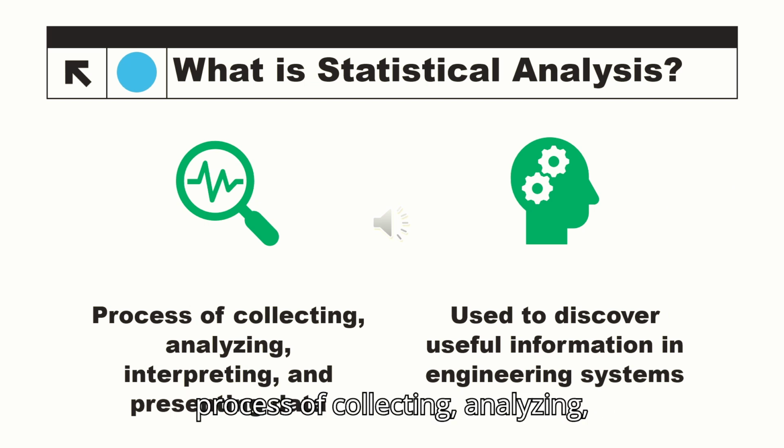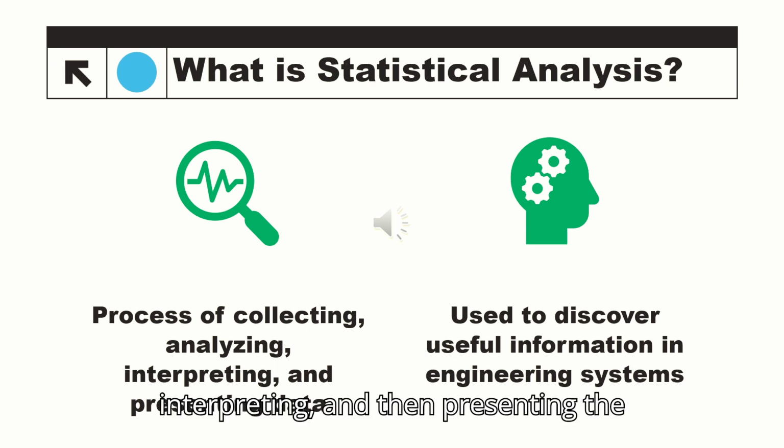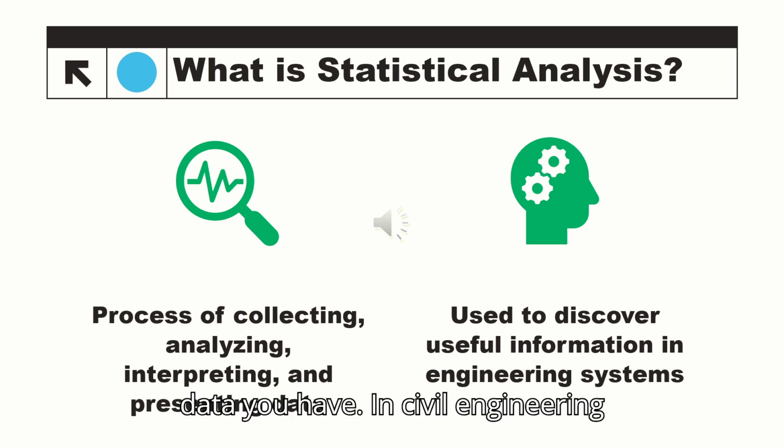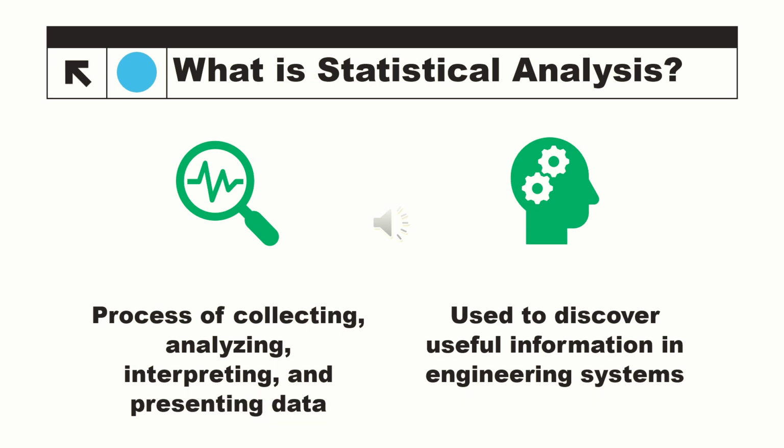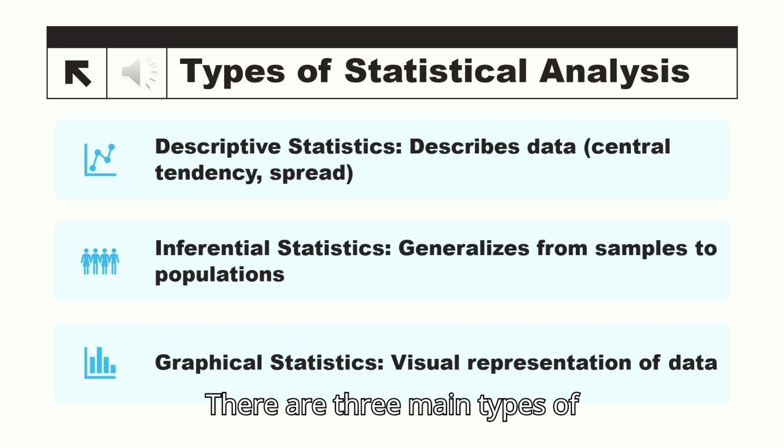It is the process of collecting, analyzing, interpreting, and then presenting the data you have. In civil engineering systems, we use it to find patterns, estimate performance, or highlight risks, like predicting failure times or evaluating traffic flow changes after a policy shift. There are three main types of statistical analysis.